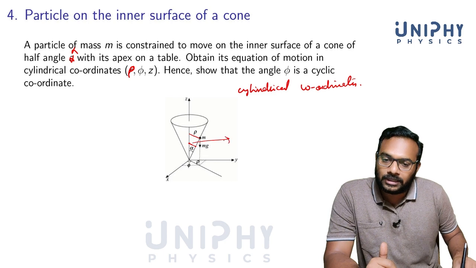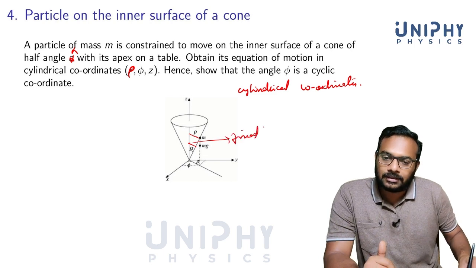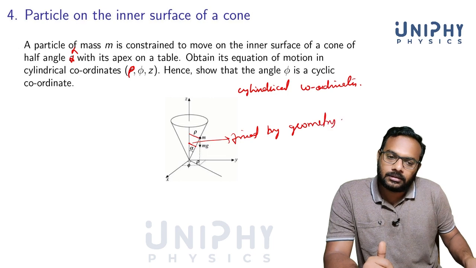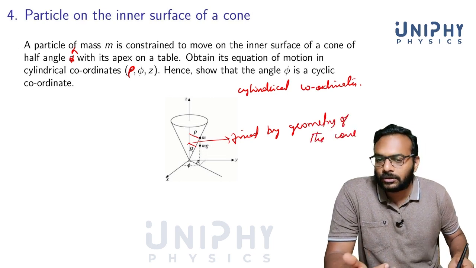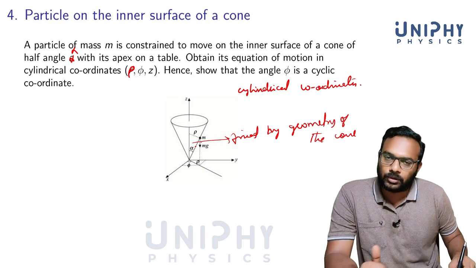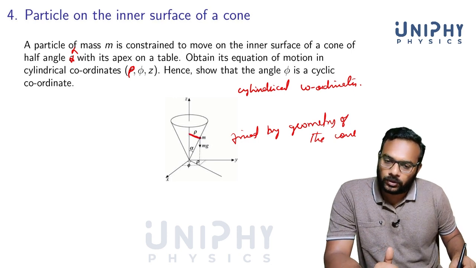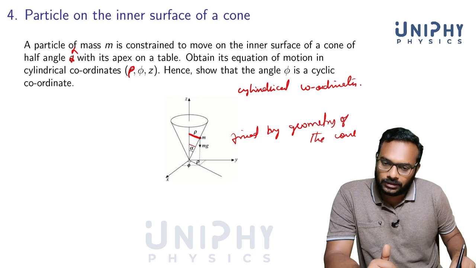The distance rho is fixed by the geometry of the cone. Okay, that's the idea. It cannot be anywhere. It cannot take any random rho or z. At a particular height z, it can have only a particular value for this rho. And at this height the rho will be less, like this. At this height the rho will be less, like that.